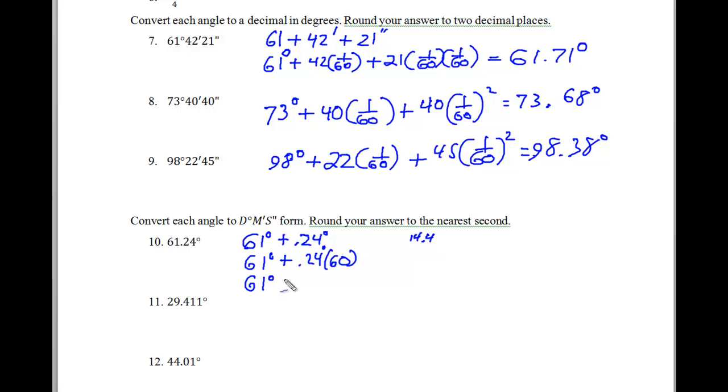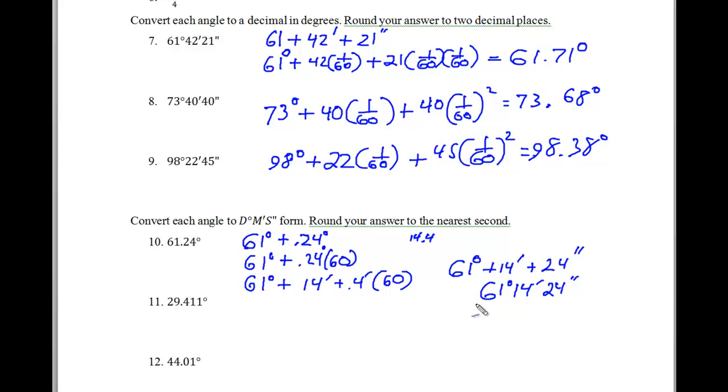So this means we're going to have 61 degrees, 14 minutes, and then we have 0.4 minutes, which I can convert into seconds by multiplying this by 60. So you see how this decimal will be technically multiplied by 60 twice. Multiplying that by 60, we have 61 degrees plus 14 minutes, and 0.4 times 60 is going to be 24 seconds. Now, I don't need all of these pluses in the answer here. I just have to write 61 degrees, 14 minutes, 24 seconds. I can drop those little plus signs there.